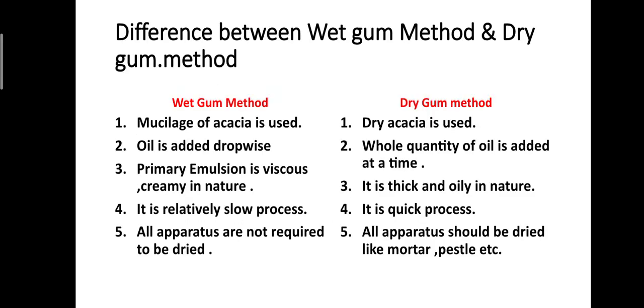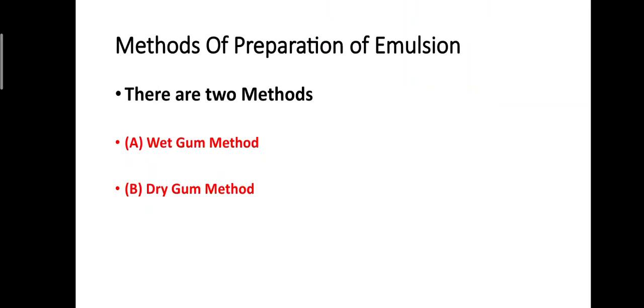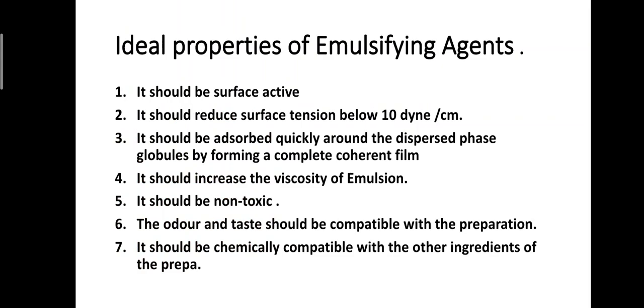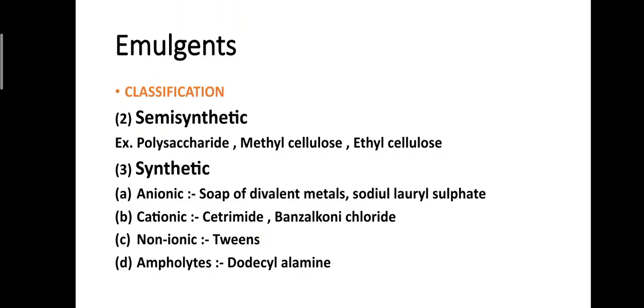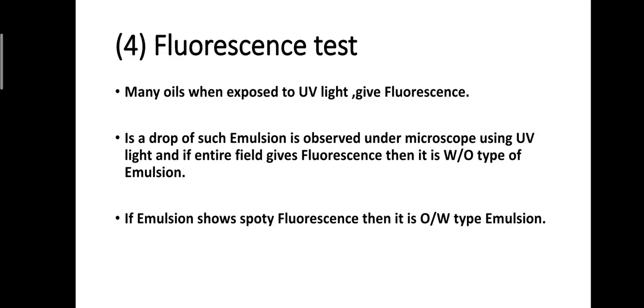Difference between wet gum method and dry gum method: these are very important questions about the topic. Methods of preparation: wet gum method and dry gum method. Ideal properties of emulsifying agents. There is classification of emulsifying agents or emulsions. Emulsifying agents means the agents which stabilize the emulsion are called emulsifying agents.